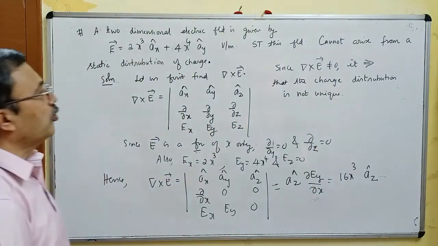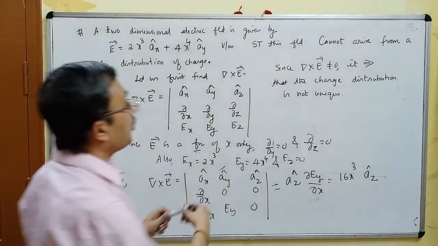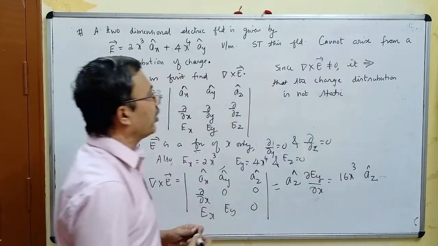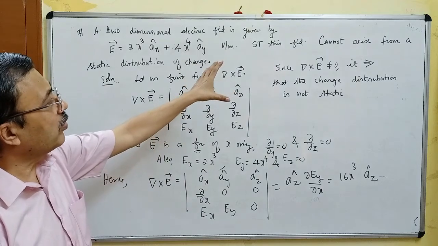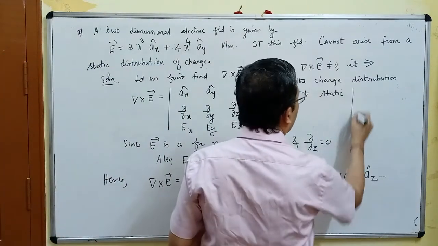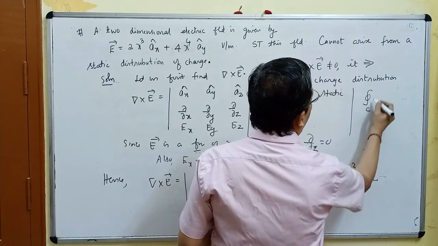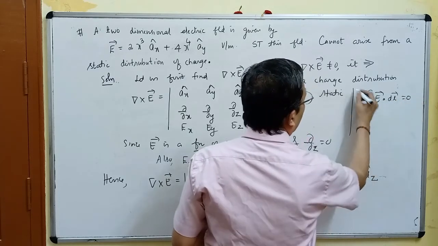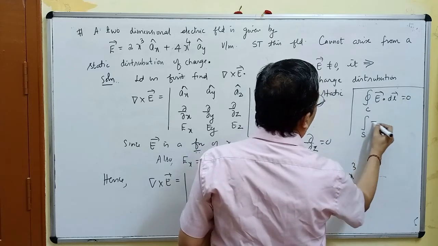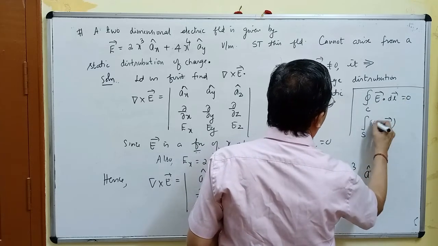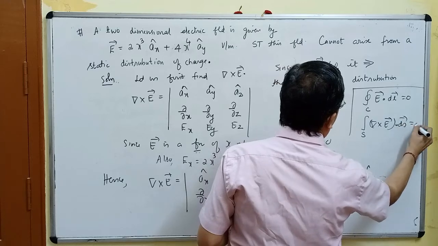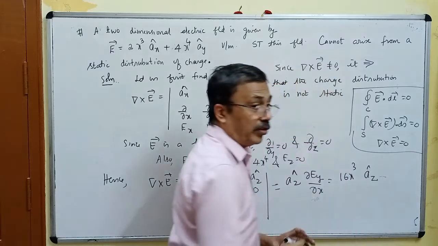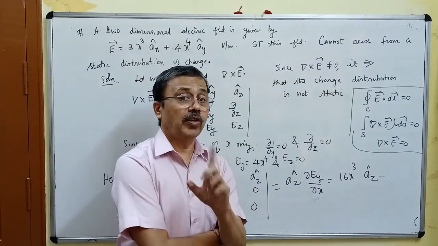The charge distribution is not static. If it were static, del cross E would have been equal to 0, because for a static distribution we have the conservative property: the contour integral of vector E dot dl equals 0. If you apply Stokes theorem, you get the surface integral of del cross E dot ds equal to 0. In the limiting case, you get del cross E equal to 0. Del cross E equal to 0 is valid only for a static distribution of charges.